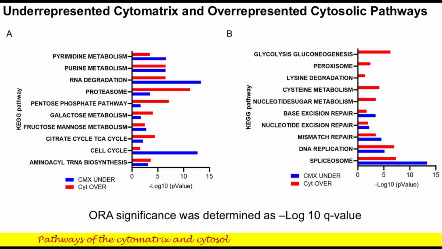The study of inhibited cytomatrix pathways revealed a distinct range of gene sets activated in the cytosol. These pathways include tRNA biosynthesis, the cell cycle, carbohydrate metabolism, and the degradation of amino acids and proteins. Additionally, glycolysis, gluconeogenesis, RNA degradation, nucleotide metabolism, and DNA repair and splicing pathways were enhanced in the cytosol but reduced in the cytomatrix. For the DNA repair and splicing pathways to be transferred to the nucleus, they must not be associated with the cytomatrix.